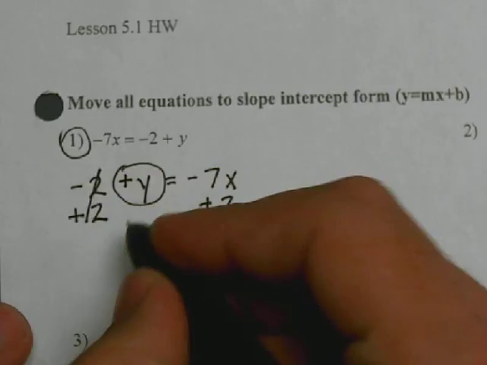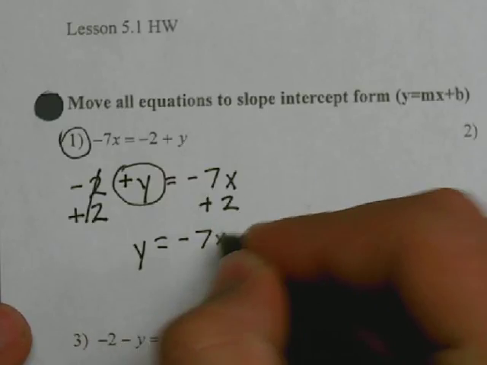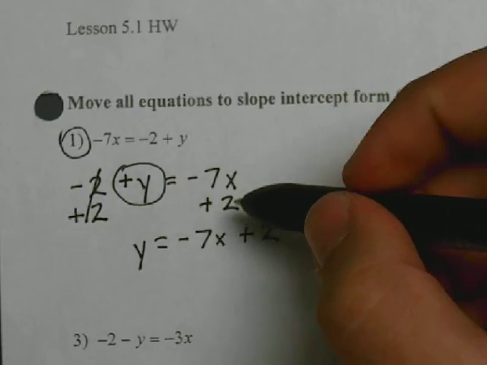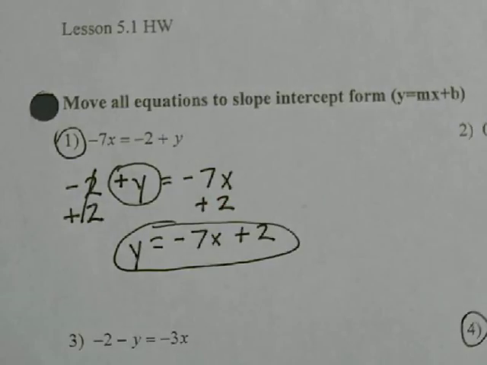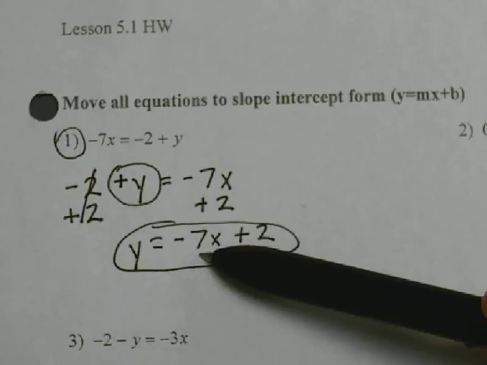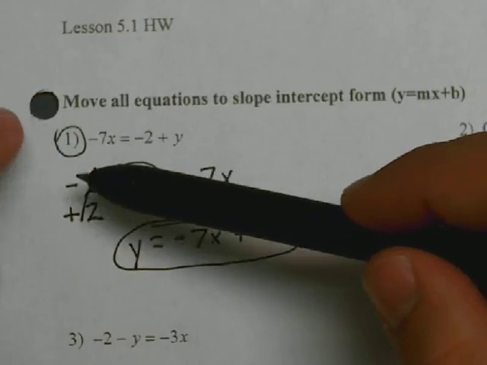And now this equals y equals negative 7x plus 2. I can't combine those because they're not like terms. And then now I have my equation y equals negative 7x plus 2. So this would be very easy to graph because now we have the y-intercept and the slope. So we started by switching it and then moving everything else to the right side.